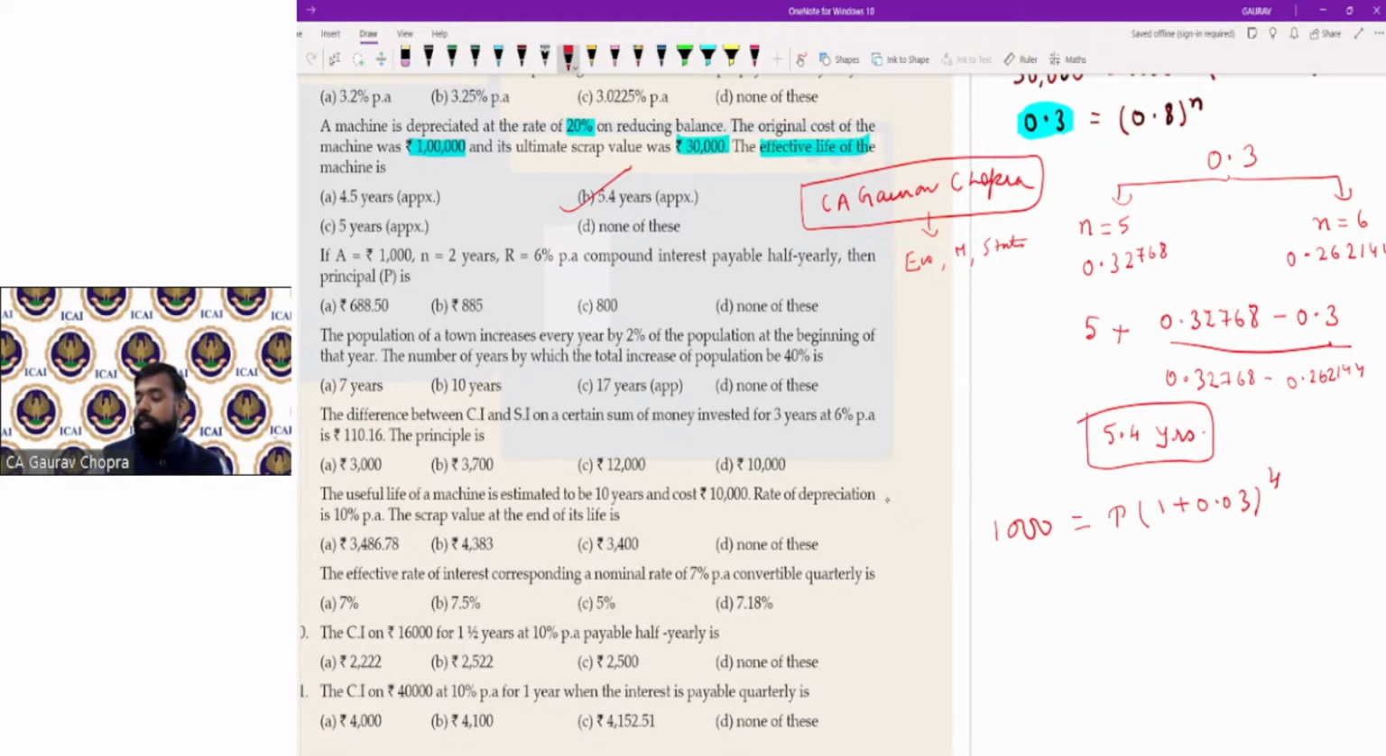Now put this in memory. 1000 divided by the value and you will get the answer. 1000 divided by the value and you are getting the answer as 888.48.